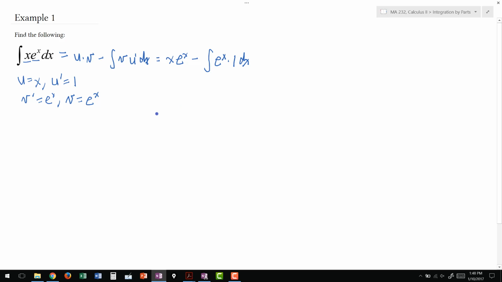dx. Now what we've done is transform what was a difficult integral into one that we can do. We get x e to the x minus the integral of e to the x, and the integral of e to the x is just itself. And then the last thing for us to remember is just to add the constant of integration. So we get a plus c, and that should be our final answer.